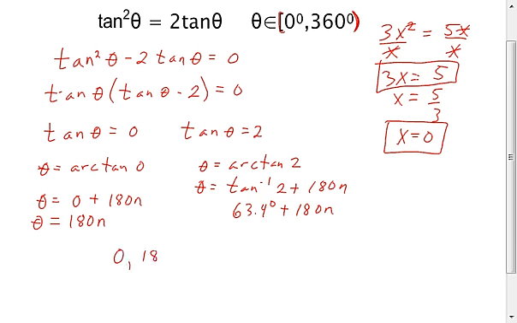So we want 0 and 180, and we want 63.4, and we want 180 plus 63.4, which is, I hope, 243.4 if my addition is correct.